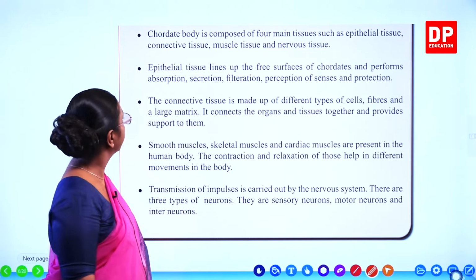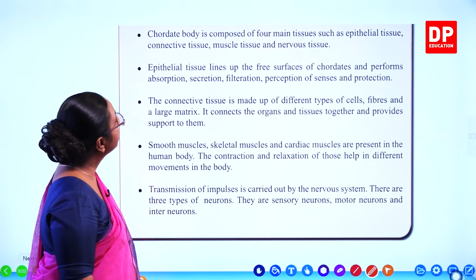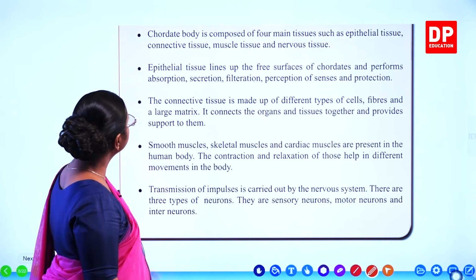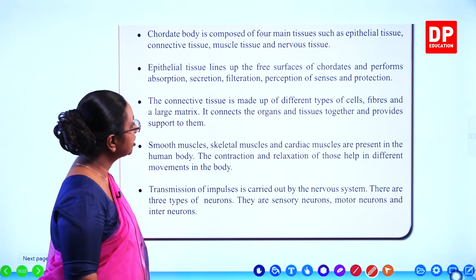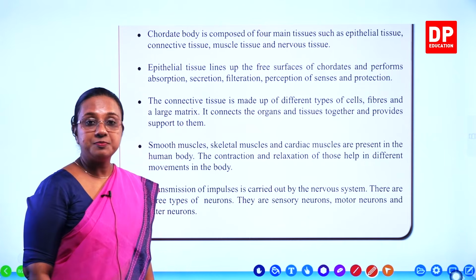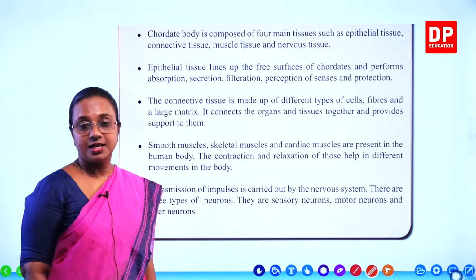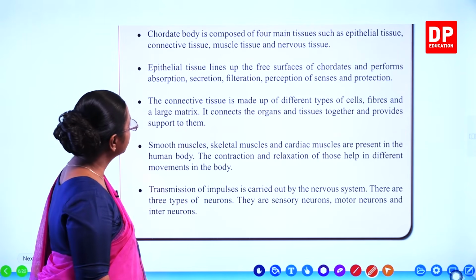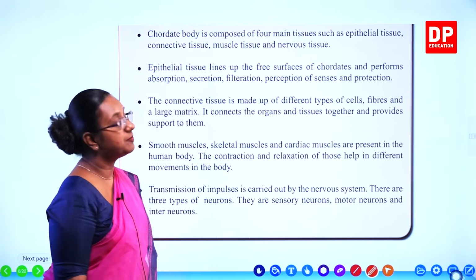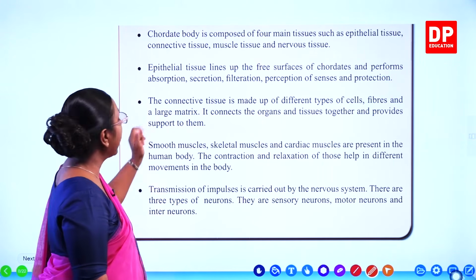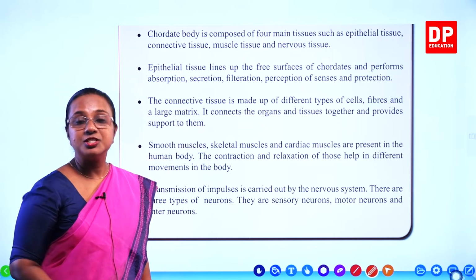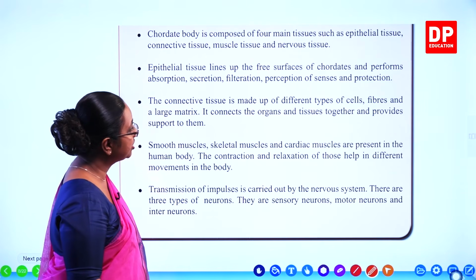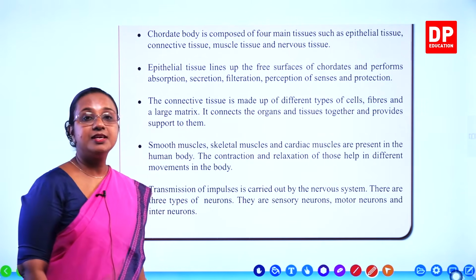Epithelial tissues lines up the free surfaces of chordates and performs absorption, secretion, filtration, perception of senses and protection. Many different functions. The connective tissue is made up of different types of cells, fibers and a large matrix. The special feature of connective tissue. It connects the organs and tissues together and provides support to them.